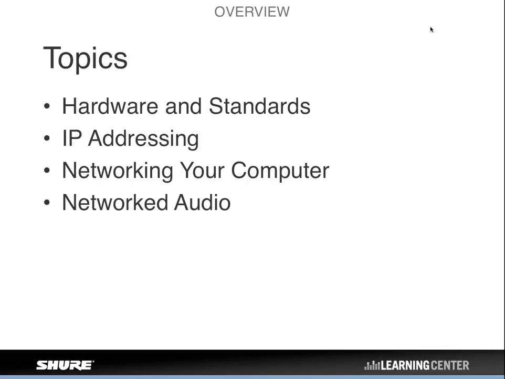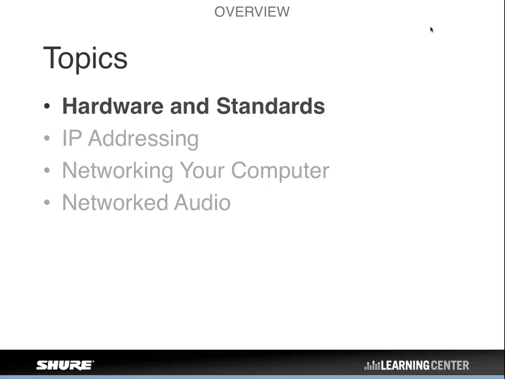So here's what we're going to cover today. We'll get into the physical hardware and the cabling as a place to start, and then dive right into the IP addressing, which is really the heart of the matter here, and then talk a little bit about getting your computer involved in that network, because most of the time when you're putting things on a network, there's some sort of computer control software that needs to be part of this too. And finally, we'll take a look at networked audio, which is of course audio running essentially on a computer network. So that's what we're going to talk about.